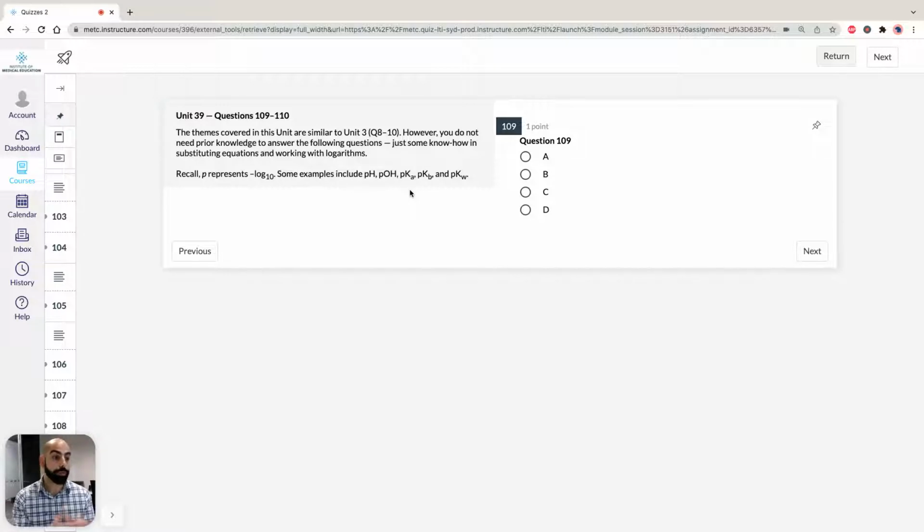Now, when we look at questions 109 and 110, you need to use the answer from 109 to answer 110. So if you can actually solve 109, you're going to put yourself in a good position to solve 110. So let's take a look at 109. It says, which of the following shows the relationship between the equilibrium constant for base and the hydronium ion concentration?